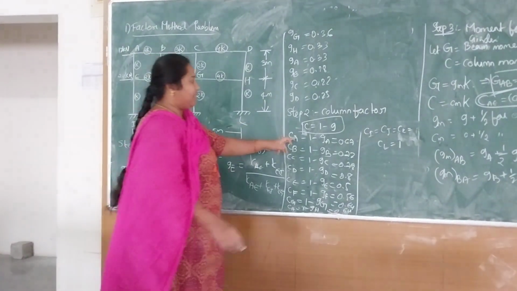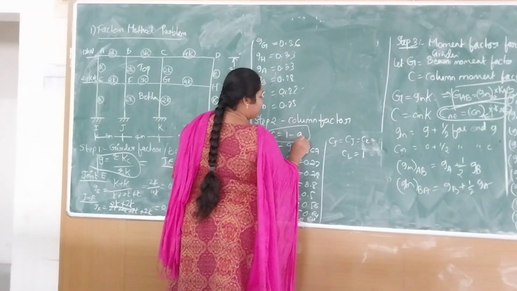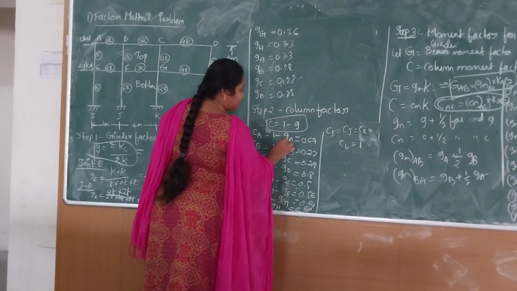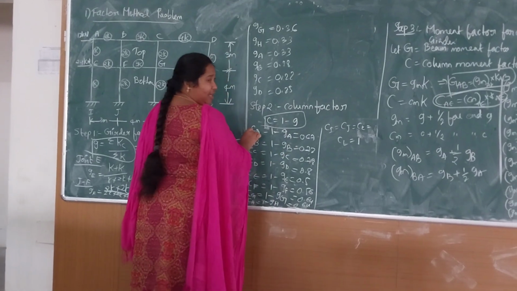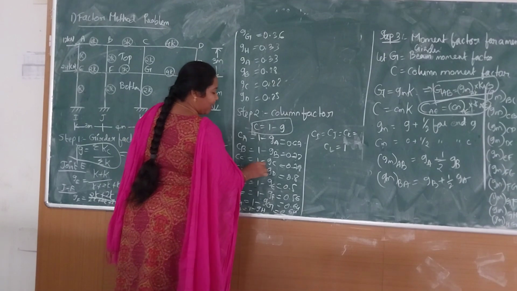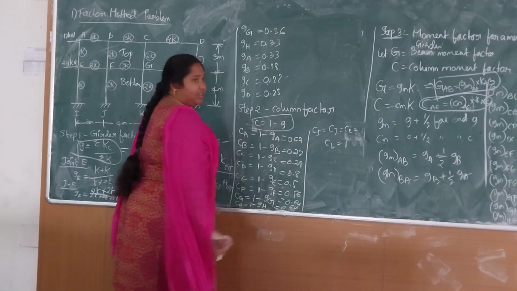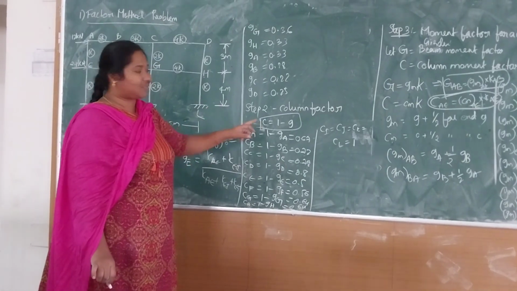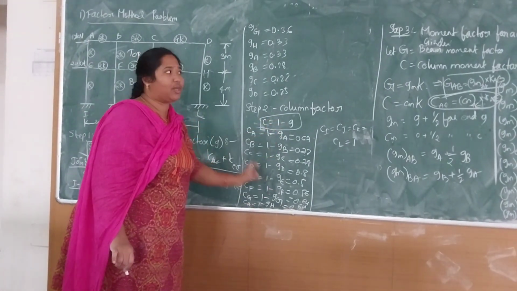Now see here, the formula for c is equal to 1 minus g. Directly we can write 1 minus g of A, that is joint A. At joint B, 1 minus gB. At joint C, 1 minus gC. From here, we can calculate the column factor. The column factor formula is c is equal to 1 minus g. From here you will get it.